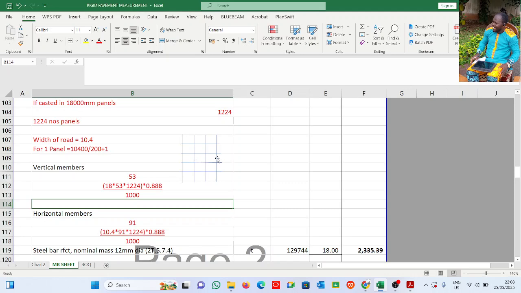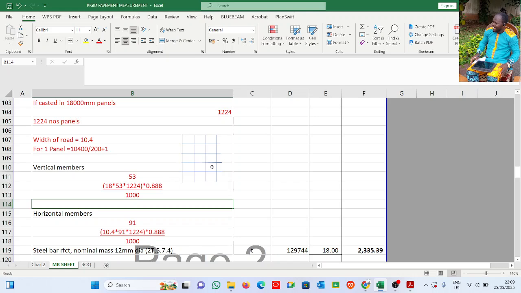All right, so if I want to calculate the vertical members, which are 18 meters, how many vertical members am I going to have? Now you see the vertical members, see what I have here. These are the vertical members. Now these are the horizontal members. You see the vertical ones running across the horizontal members.